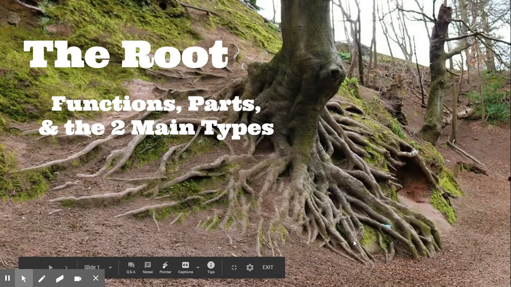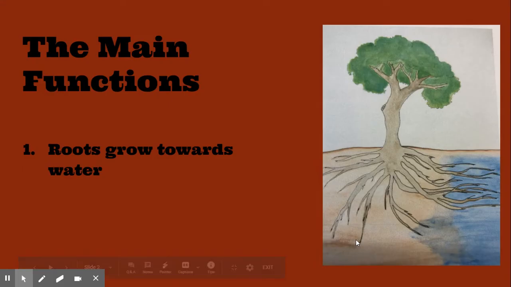This is a lesson on the root, its functions, parts, and the two main types of roots that exist. The root has many functions. It's a very important part of the plant. And one of those functions is that the root grows towards the water.